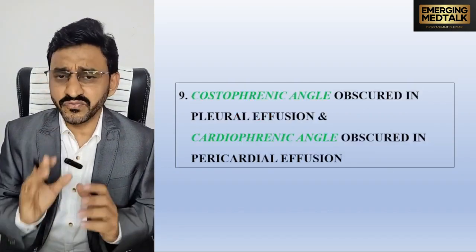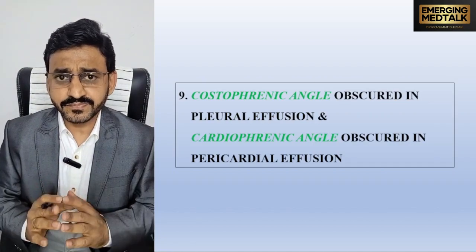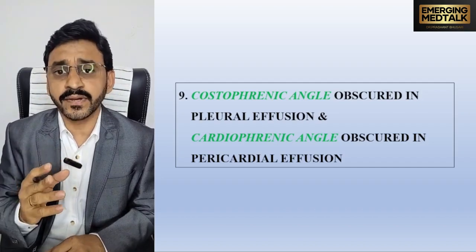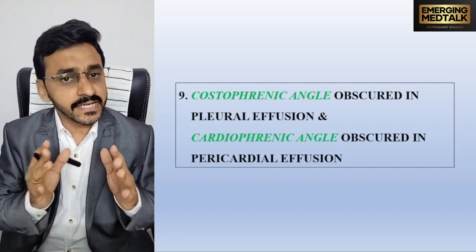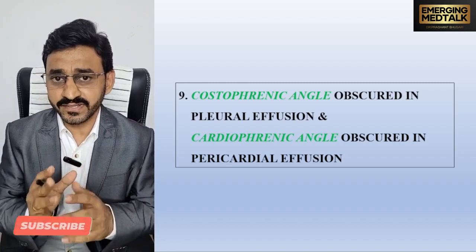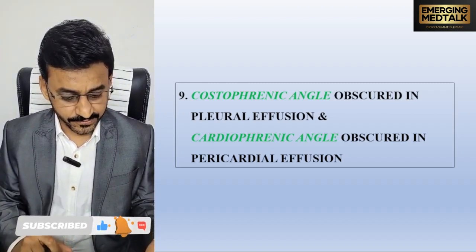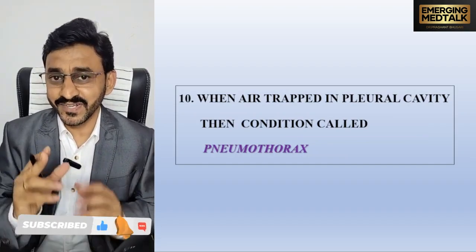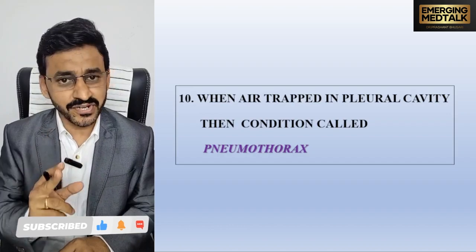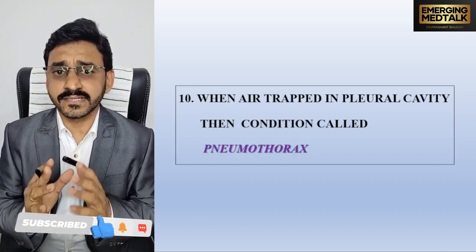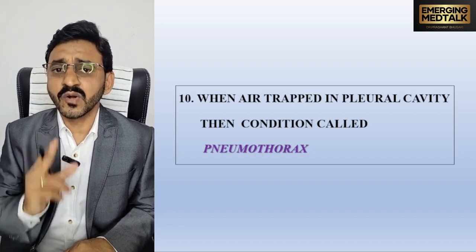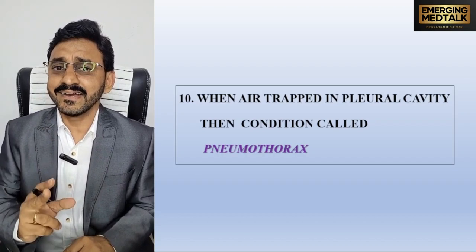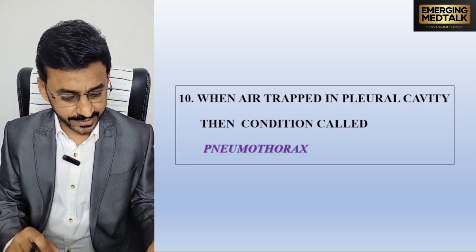The costophrenic angles are obliterated, obscured, in the condition called pleural effusion, where fluid accumulates within the pleural cavity, and the cardiophrenic angle is obscured in pericardial effusion. Lastly, when air is trapped in the pleural cavity, we call it pneumothorax. How to differentiate? Normally in the lung we can see the bronchovascular markings, but here the markings are totally absent. It looks completely translucent, and that may be due to a road traffic accident.